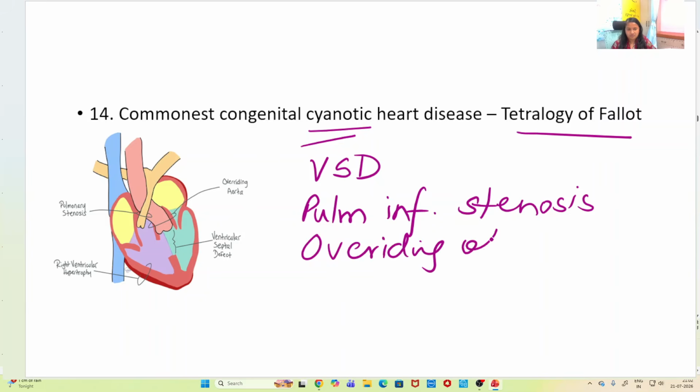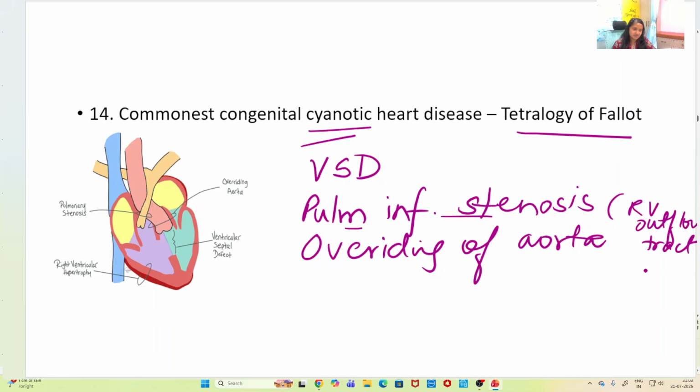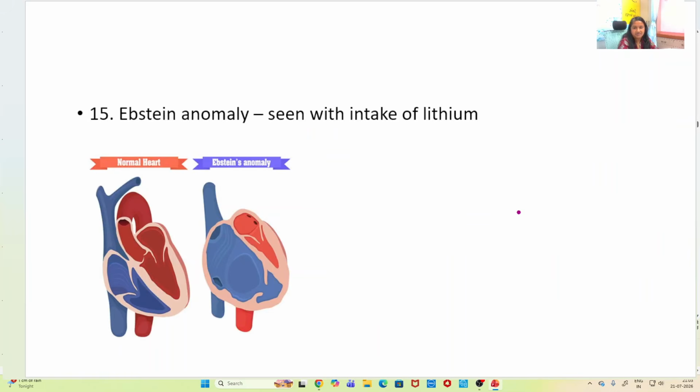overriding of aorta. And then because there is this pulmonary infundibular stenosis, there is a right ventricular outflow tract obstruction, because the pulmonary artery empties the right ventricle. So when it is stenosed, this is going to cause reduced right ventricular emptying, and there are pressure changes on the right ventricle, and that causes right ventricular hypertrophy. So you have to remember these four things: VSD, pulmonary infundibular stenosis, overriding of aorta, and right ventricular hypertrophy.